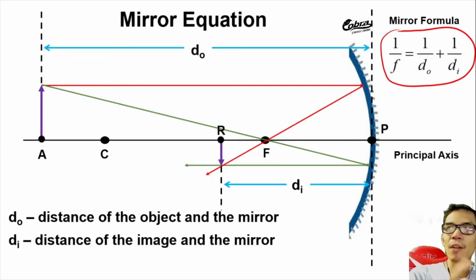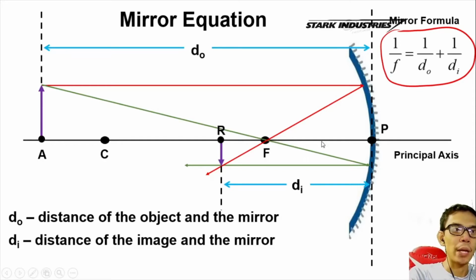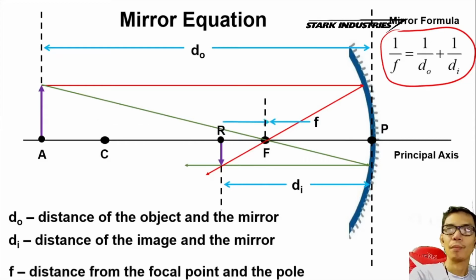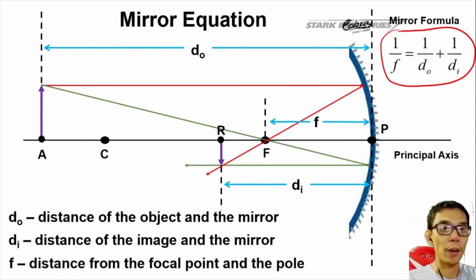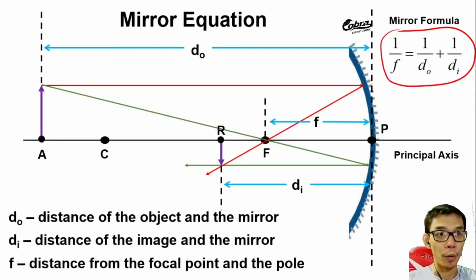Finally, we have these 2 points, F and P. What does this one represent? This one represents the focal length. And what is this focal length all about? The focal length is the distance from the focal point to the pole of the mirror.